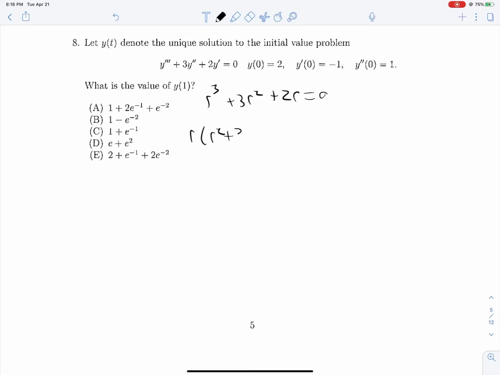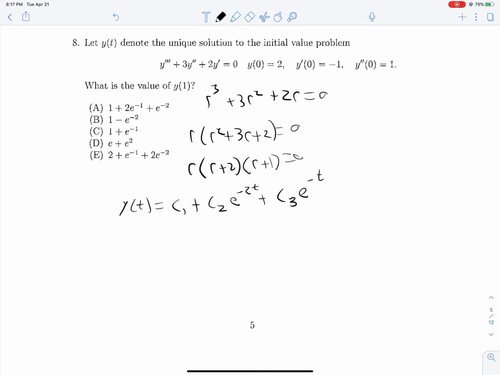r times r squared plus 3r plus 2 is equal to 0, which is r times r plus 2, r plus 1 is equal to 0. So we will get a characteristic solution, and since this is a homogeneous differential equation, that's our entire solution. y of t is equal to, well, we have a root at 0, so c1 plus c2 e to the negative 2t plus c3 e to the negative t.